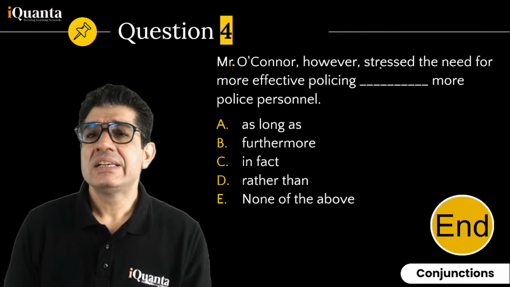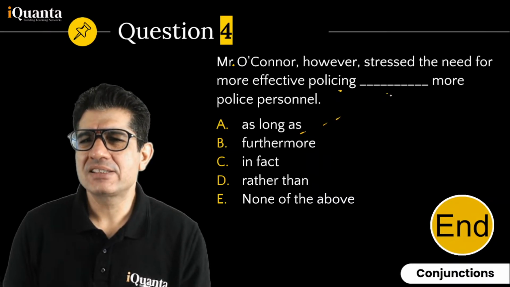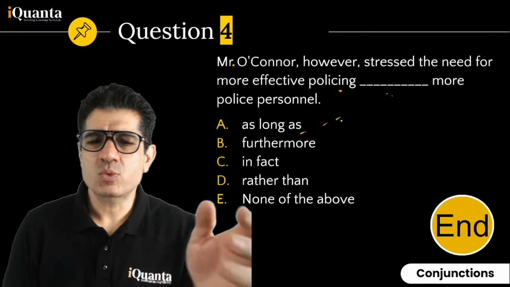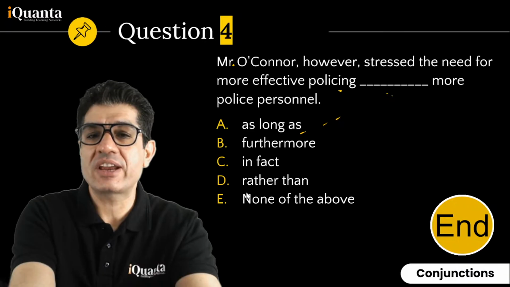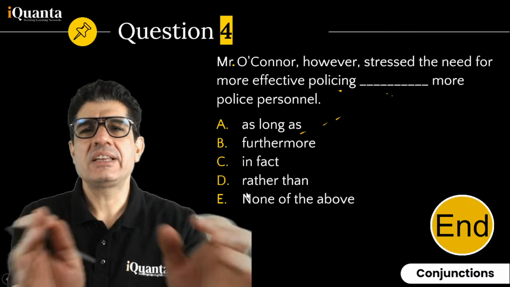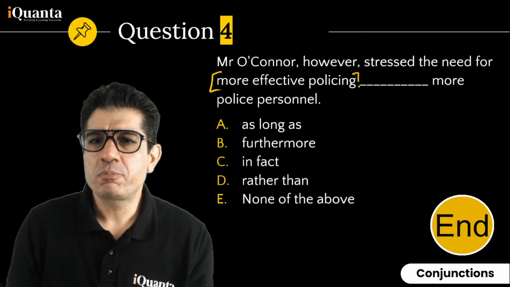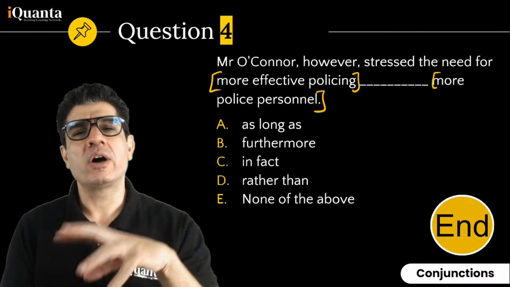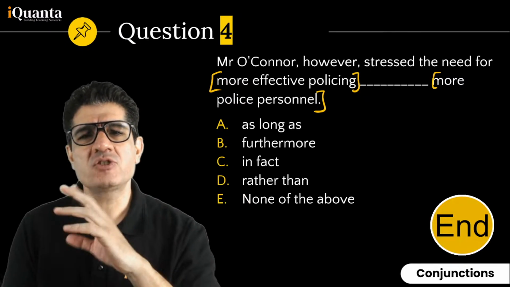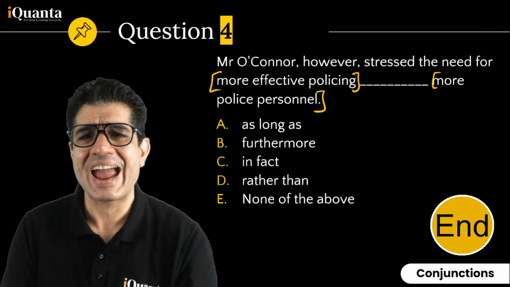Okay, Mr. O'Connor stressed the need for more effective policing. Now, if you put as long as, does it make sense? So what exactly is happening in this particular sentence? What is it that we're trying to convey? We are basically saying that, hey, we're choosing one option over the other. More effective policing, more police personnel. So you either want both of them together or you want one over the other. There is no option that allows you to pick both of them together. You don't have a conjunction like and.